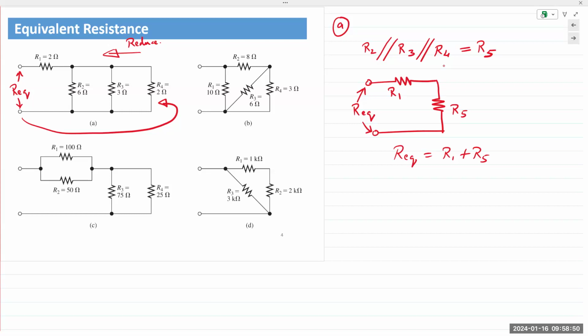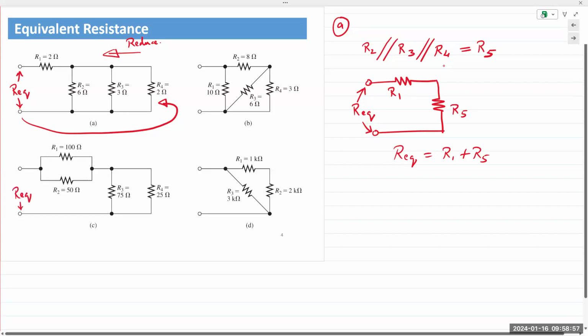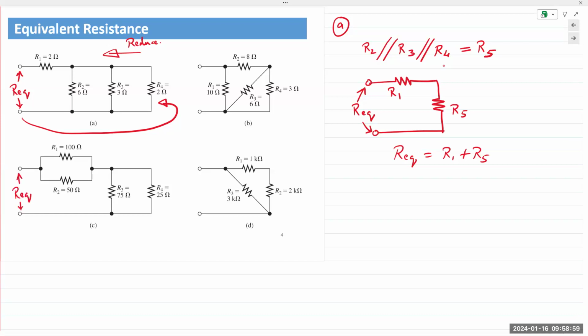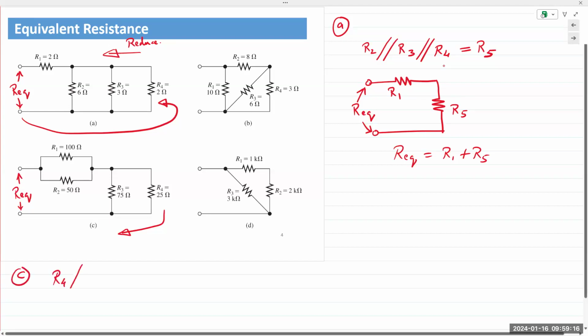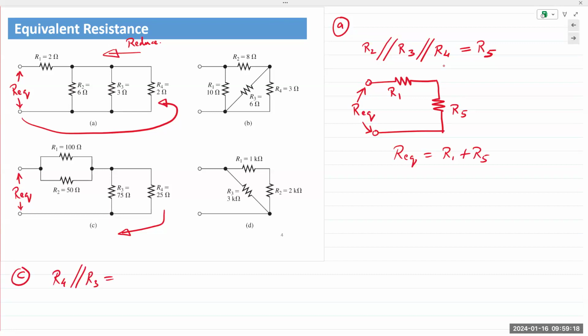Okay, let's take C first, then we'll take B and D. What do we see in C? Yep. So the answers were parallel, parallel, and then in series. So we start at the farthest end. We see R4 and R3. So at the farthest end, R4 is in parallel with R3. Let's call that R5.